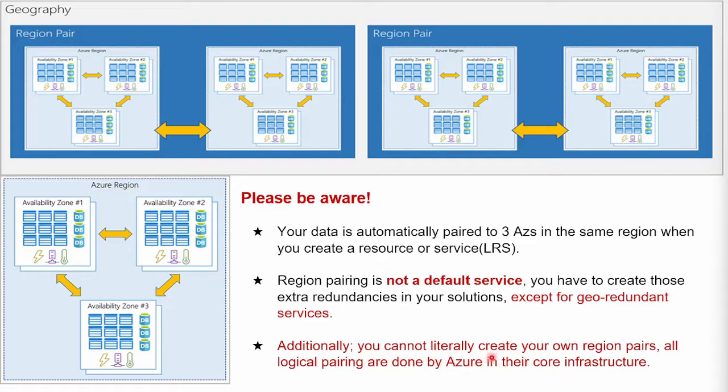Additionally, you cannot literally create your own region pairs, and you'll understand that when we look at the region pairs. If you create your own region pairs on your own, Microsoft wouldn't be able to differentiate when they're doing the paired sequencing and the restoration. So you have to use the region pairs that Microsoft designate. You can't pair your own region together. So we'll need to understand that it would cause ambiguity, it would cause chaos, and it would be a royal mess. So you're not able to do your own region pairing in Azure at all.